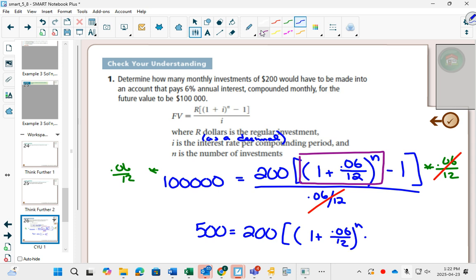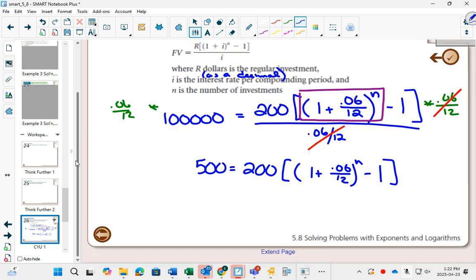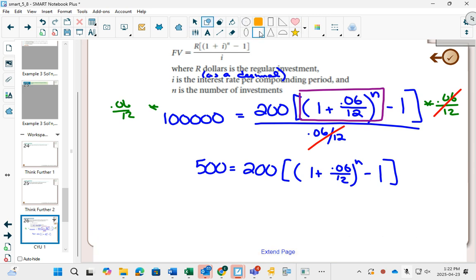I'll rewrite everything. And this is really a test of, do you know your order of operations? You take out that purple pen again. I want to get this by itself. So what should I do next? Should I divide by 200 or should I add 1? Well, order of operations, this adding 1 is in this bracket. I should divide both sides by 200 first. 500 divided by 200 will be 5 over 2, which is 2.5.